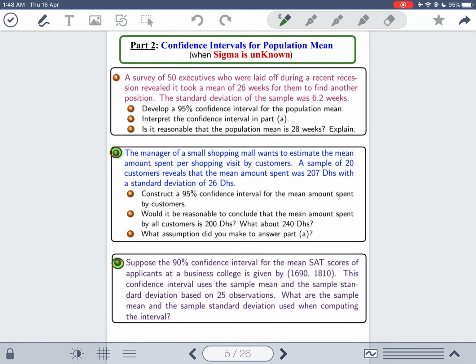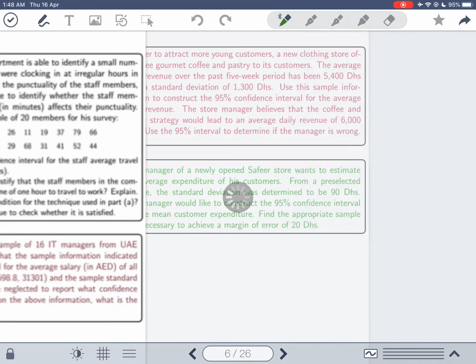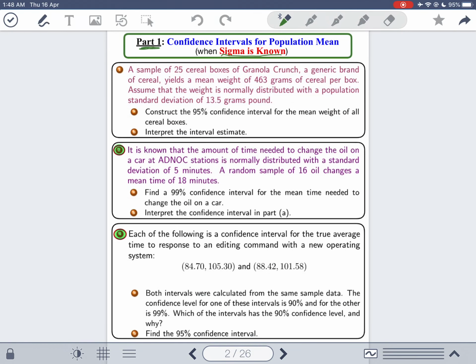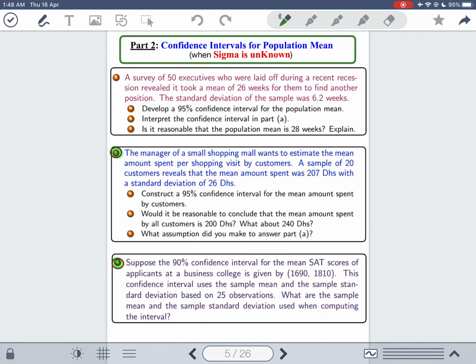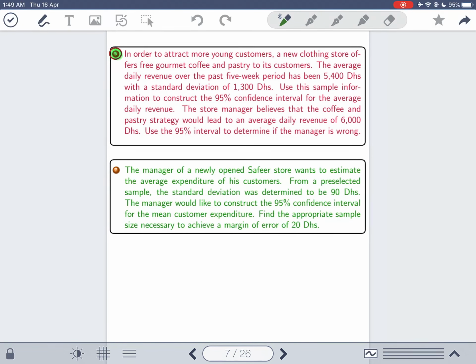Then part 2 is when sigma is unknown. So we had 7 questions in this lecture. You will see those are the 7 questions. The highlighted ones are the ones that I'm going to solve, by the way. So from lecture part 1, which is the first lecture on confidence intervals, we'll do problems 2 and 4. And then from sigma is unknown, the second lecture on confidence intervals, we'll do 2, 4, 5, and 6. So in total, we will be solving 6 exercises from the total of 12 exercises that you had in both lectures.